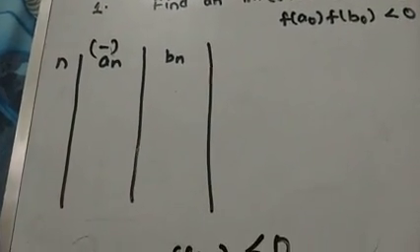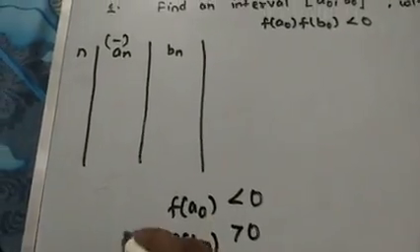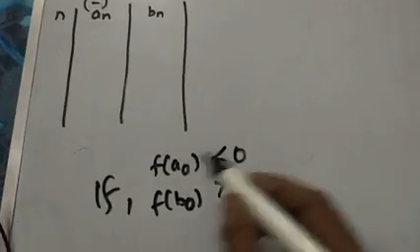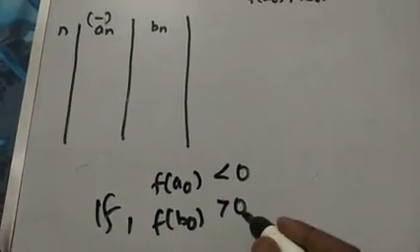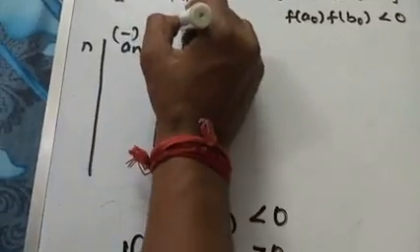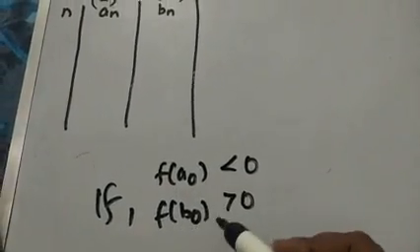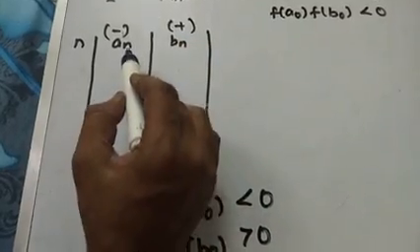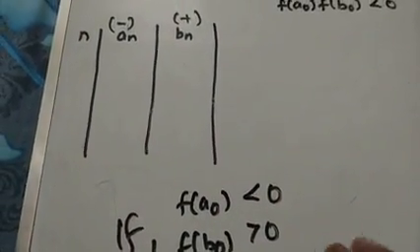And f of b0 is positive. If f of a0 is negative, then we assign an as negative, and f of b0 is positive, we assign bn as positive. Depending on the sign of f of a0 and f of b0, we will assign the sign: an as negative, bn as positive, or the opposite, vice versa.